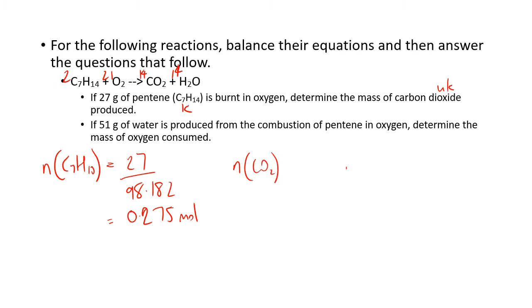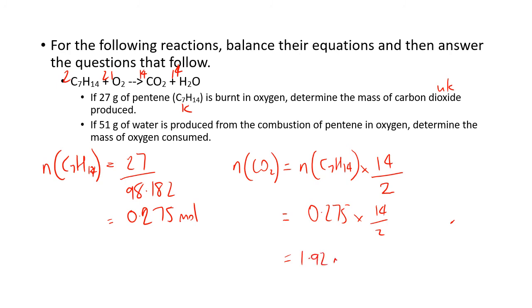Once I've got the number of moles of that, I can work out the number of moles of CO2. This is the thing that we've been doing for the last however many minutes. Equals number of moles of C7H14, times, what's the stoichiometric ratio? What's the coefficient of our unknown? 14, over our coefficient of our known, 2. So 0.275 times 14 on 2, which happens to be 1.92 mole.